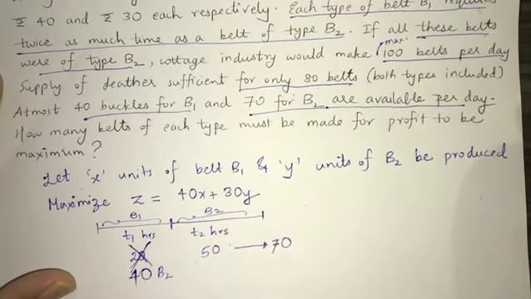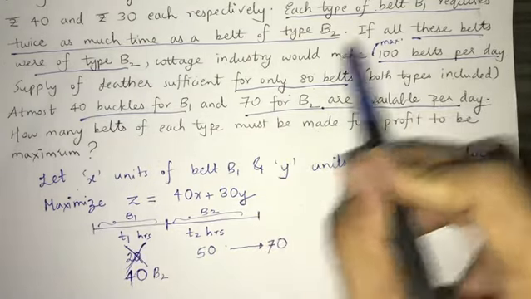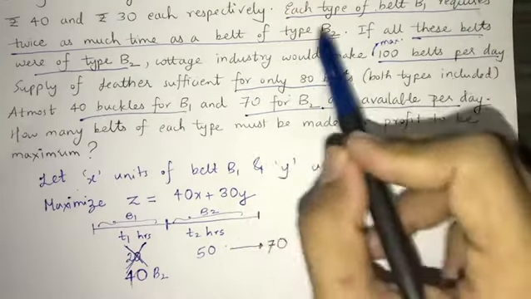because B1 को double time लगता है. So in T1 hours, I would have produced 20 belts of type B1. In the same amount of time, I can make 40 belts of type B2. एक बेल्ट B1 का बनाते हैं तो उसमें दो बेल्ट B2 के बन जाते हैं. That is what the statement says. एक बेल्ट B1 का बनाओ और उतने ही टाइम में आप दो बेल्ट B2 का बना सकते हो.